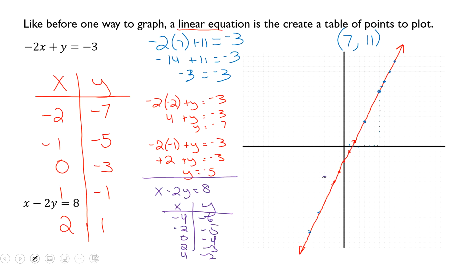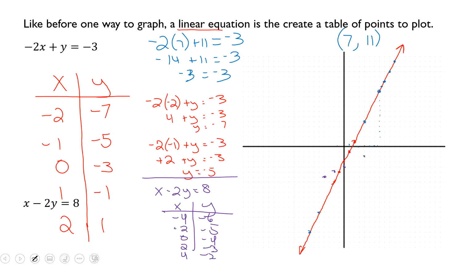First point. Come over to negative 2. Going up to negative 5. There's my second point. Go 0 to negative 4. There's my third point. 2 to negative 3. Fourth point. And then 4 to negative 2.